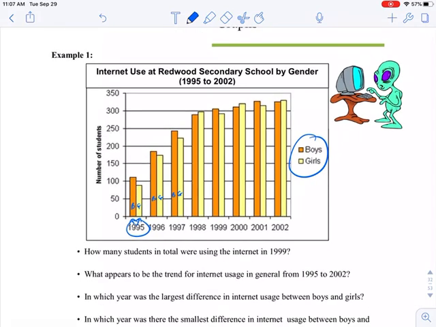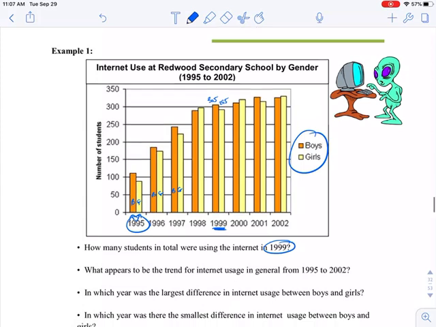So how many students in total were using the internet in 1999? Well, this is 1999. So let's figure out the total for the boys. Looks like, what do we got here? Just over 300, so like 305. And just under, so like 295 maybe. 290. Let's go with 290. So 290 plus 305. There's 595 students in 1999.